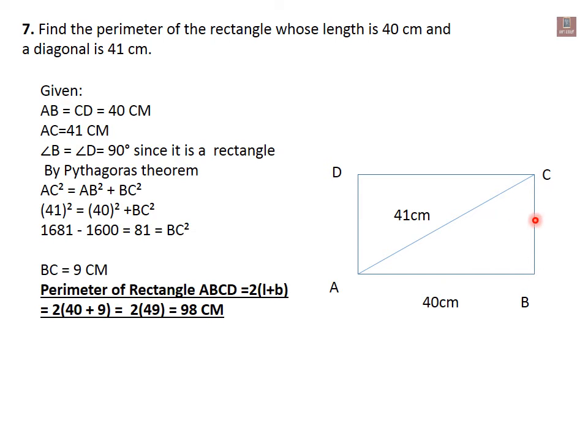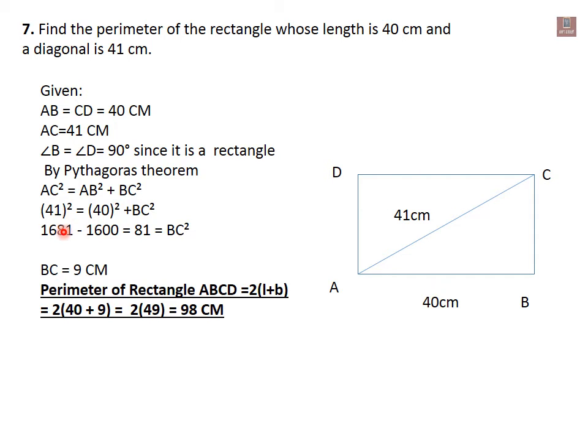So how do you find the breadth? We have 40 centimeter and we have the hypotenuse 41 centimeter. So by using the Pythagoras property of the right angle triangle, you can find out the third side. AC square is equal to AB square plus BC square. What is AC square? 41 square is equal to AB square, which is 40 square, plus BC square, which we don't know and have to calculate.